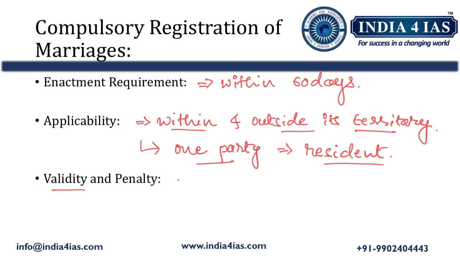The code says that non-registration of marriages does not invalidate the marriages. On the other hand, it provides for a penalty. So the code says that parties failing to register their marriages can attract a penalty of up to 10,000 rupees. And false information, that is, intentional provision of false information during marriage registration, may lead to a 3-month jail term and a fine of up to rupees 25,000.